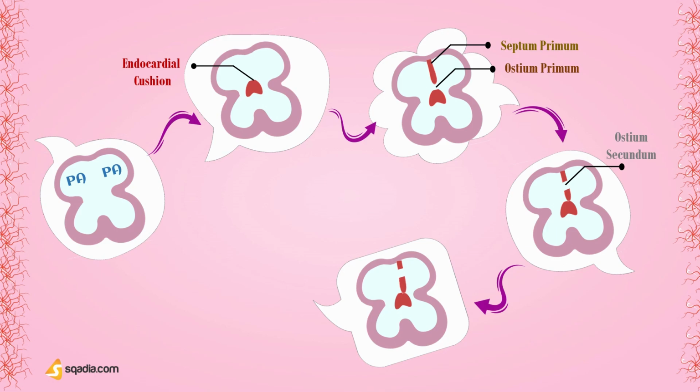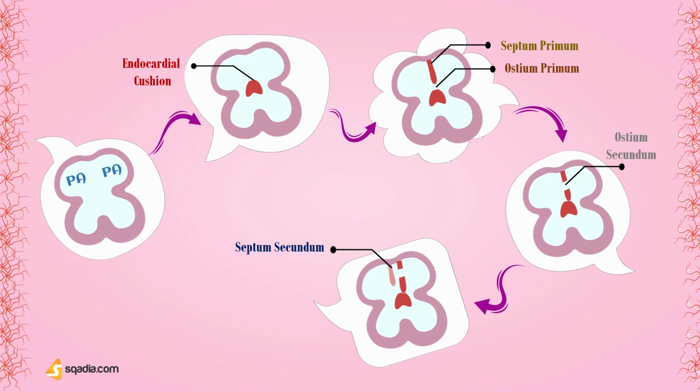Now, a second ridge of tissue grows from the roof of the atrium. As you can see, this second ridge of tissue grows on the right side of the septum primum. This is called the septum secundum. Ma'am, it is called septum secundum because it occurs after the septum primum. Yes, Ryan. Now, the septum secundum grows towards the endocardial cushions, but stops short.